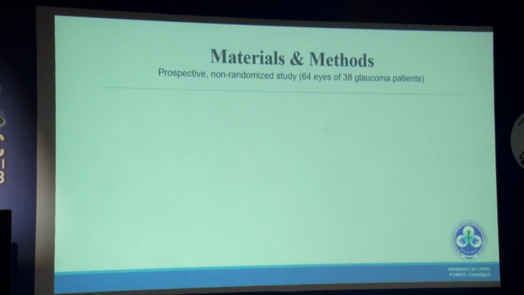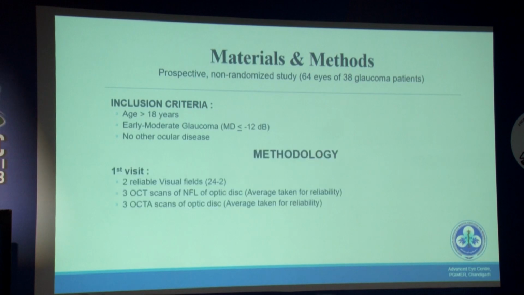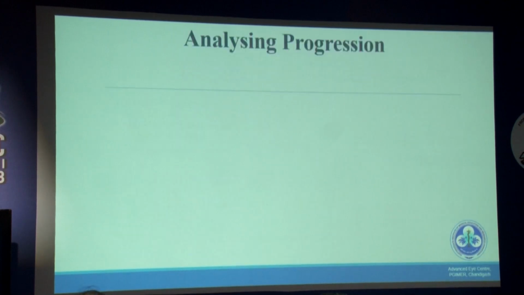So ours was a prospective non-randomized study. We included 64 eyes of 38 patients. The inclusion criteria was age more than 18 years, and we included patients of early to moderate glaucoma. So at first visit, we had two reliable visual fields, 3 OCT scans of the nerve fiber layer of the disc, and 3 OCTA scans of the optic disc. Average was taken for reliability. Same set of scans were repeated in the next follow-up after 9 to 12 months.